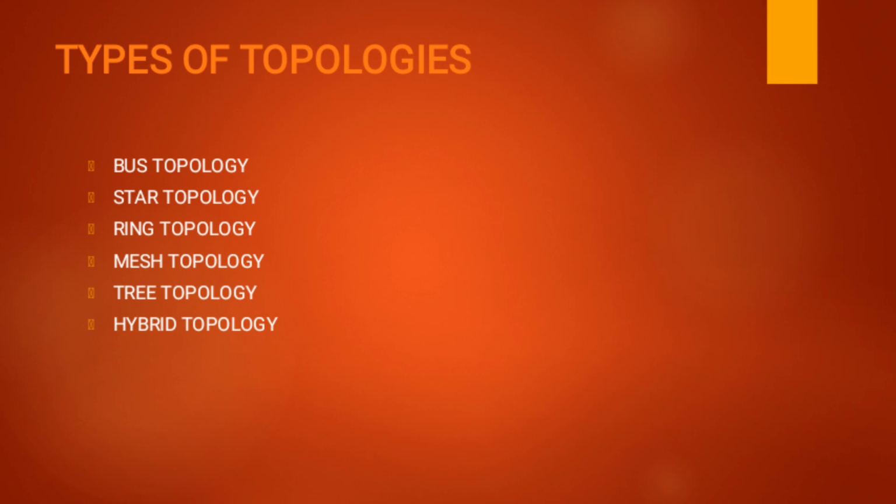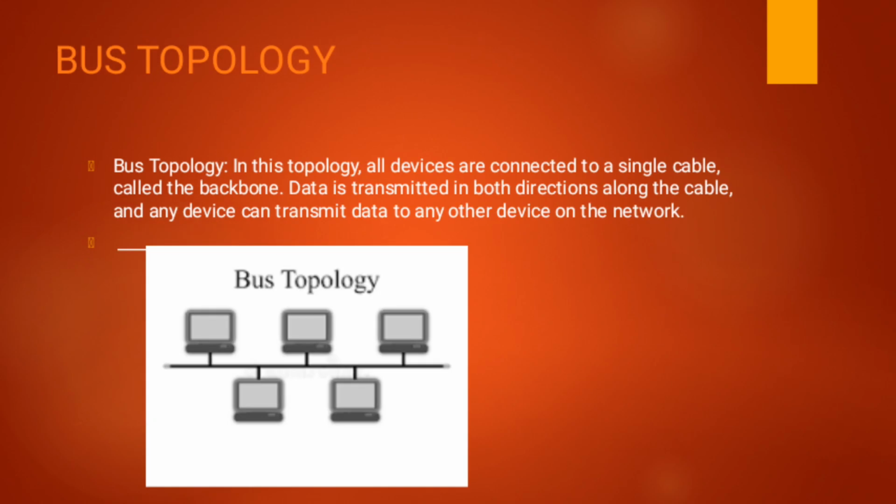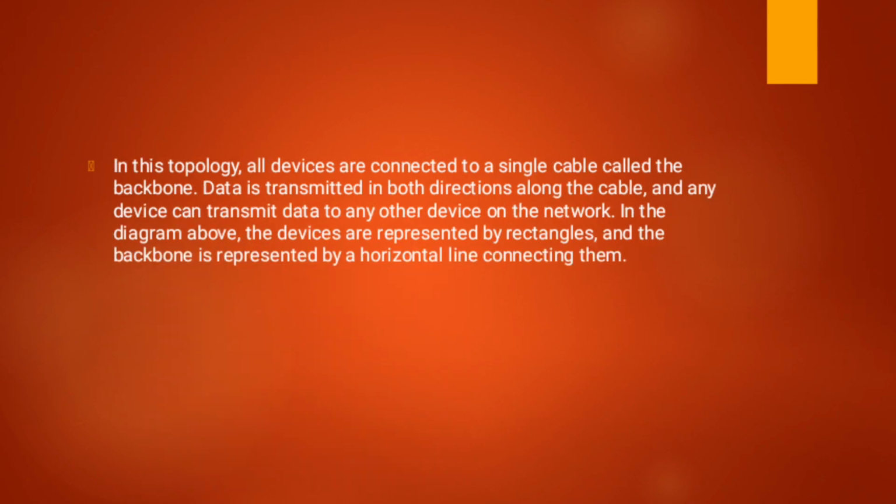You see the definition, we see the diagram, and also a little explanation about it. Bus topology. In this topology, all devices are connected to a single cable, which is called a bus or a backbone, and data is transmitted in both directions along the cable. Any device can transmit data to any other device on the network. This means that devices can communicate together or share data at the same time. The diagram is down there.